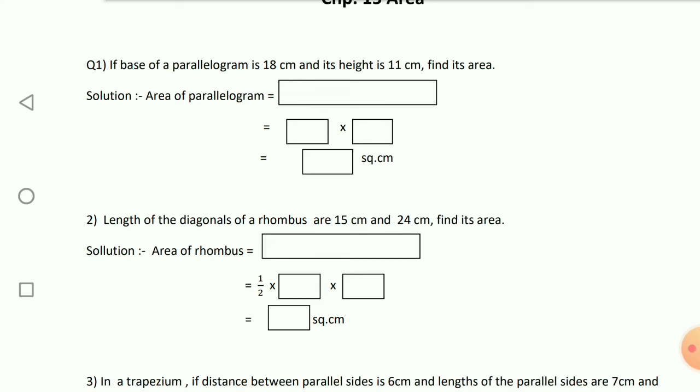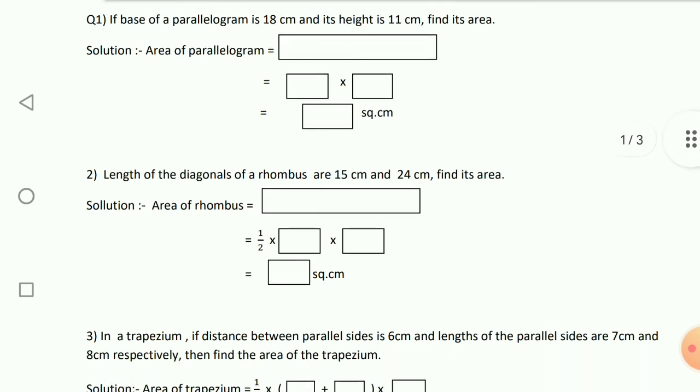Area of rhombus formula is half into diagonal 1 into diagonal 2, or you can write half into the product of the length of diagonals. Half into, you have to substitute the value. In the third box you are going to write the final answer.